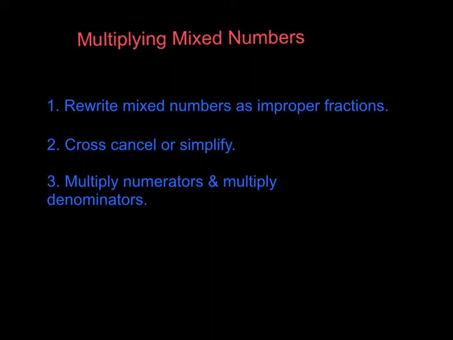So today we're just going to add one extra element when multiplying mixed numbers, and the big thing is step number one here is to rewrite mixed numbers as improper fractions. Once you rewrite those mixed numbers as improper fractions, you do exactly like you have been. You cross-cancel or simplify your numerators and denominators if possible, and then you multiply across your numerators and multiply across your denominators.